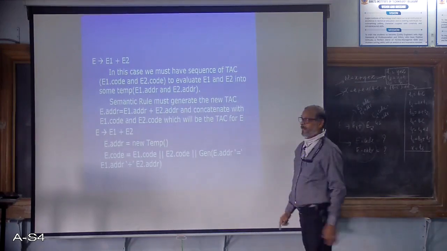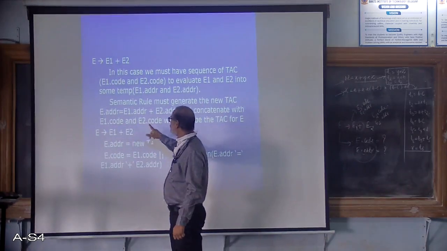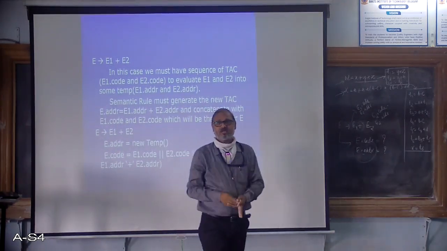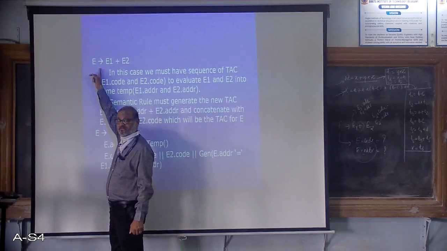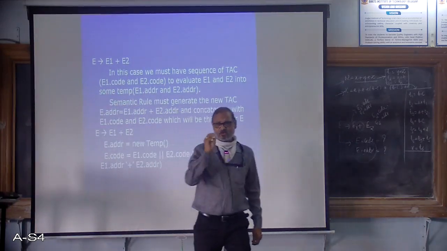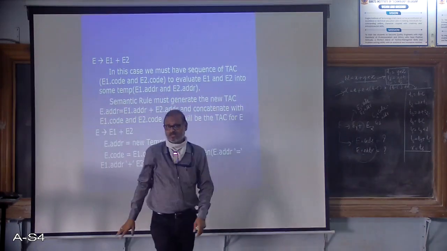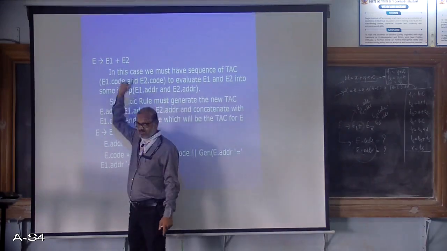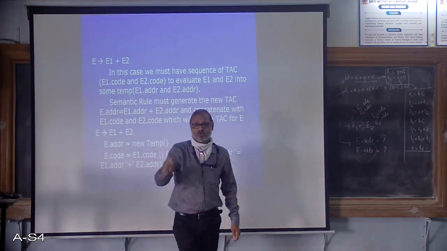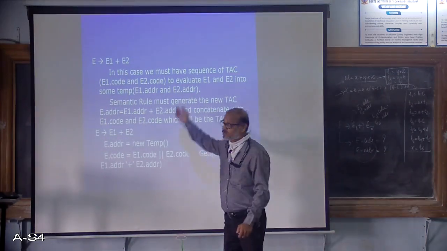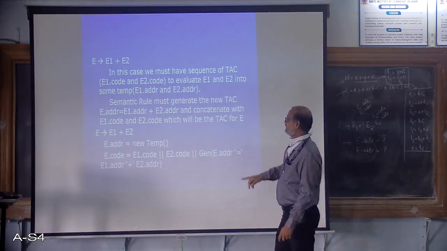And this must be concatenated with the sequence of 3 address codes of E1.code, E2.code. So the whole of this becomes E.code for this. Understood? So E.code is going to have the semantic action that you write. It is going to define the sequence of 3 address codes for this, which is E.code. So this contains the sequence of 3 address codes of E1, followed by the sequence of 3 address codes of E2, that is E2.code. In the earlier one it is E1.code and E2.code, followed by a new 3 address code, that is what is generated.